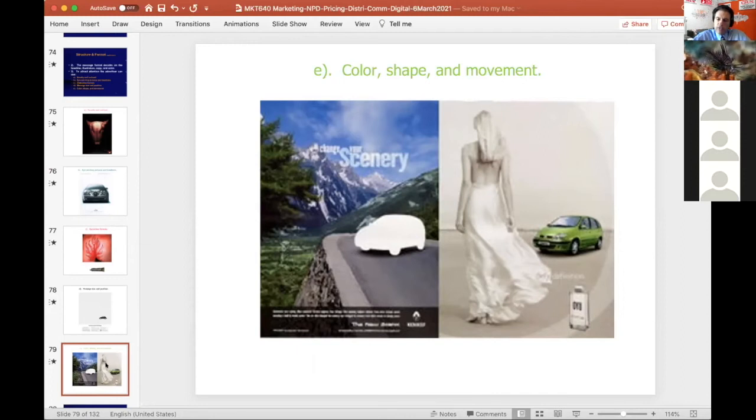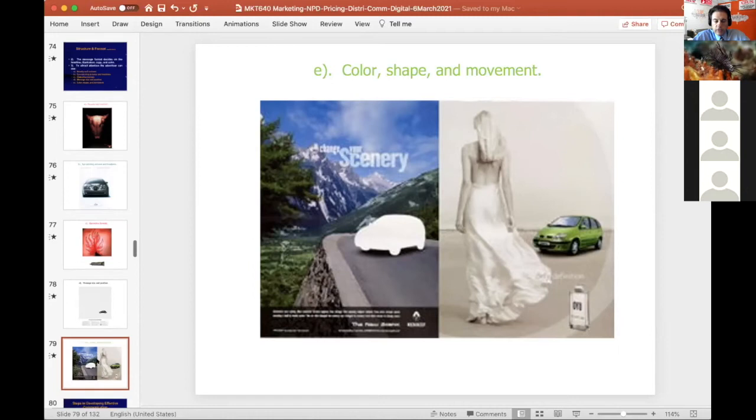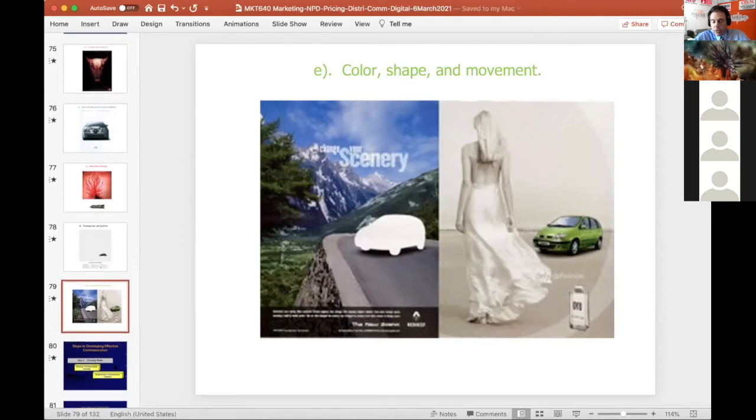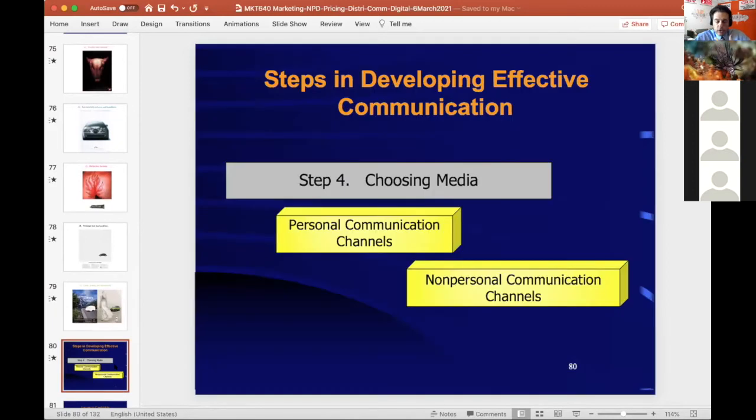So what they do is they force people to transpose the image. And by doing this information processing, they're creating an image, they're creating a movement, and they make people feel there's more to that product than just being a car. They make the car play a role.